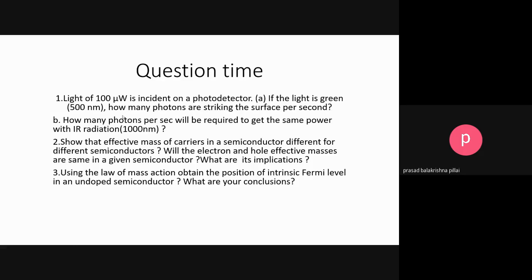Now what is the other thing given? It is the power, light of 100 microwatt. Watt represents power. Is there any relationship between power and energy? Because you are finding out energy, and you are finding out dW by dt, the change of energy per time. That is power. So from this, how can I find out the number of photons?